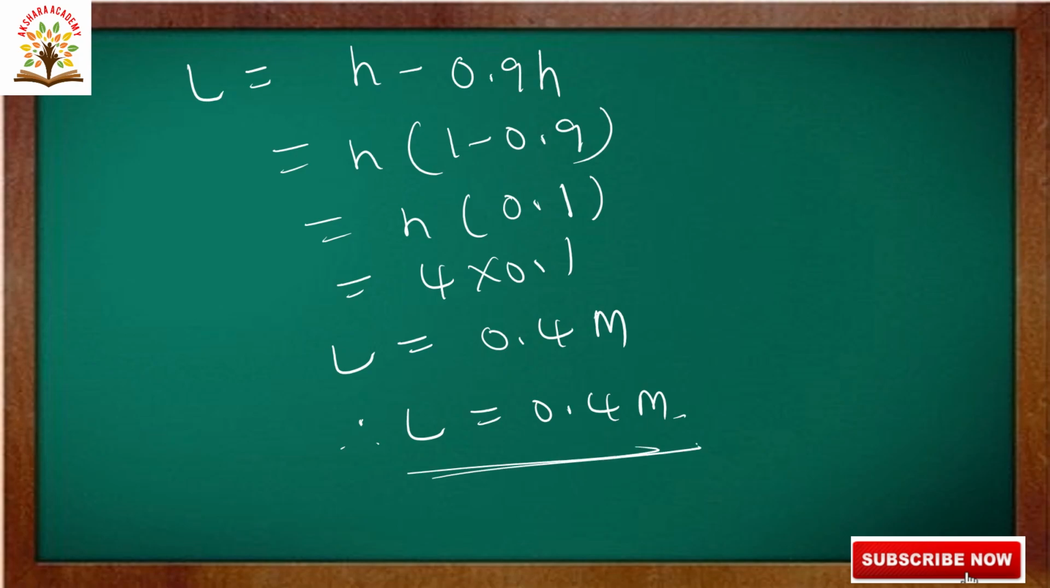Okay, this is the final answer for this question. The minimum length of the rope required to scoop up a bucket full of water through the hole is 0.4 meters. So the length of the rope is 0.4 meters.